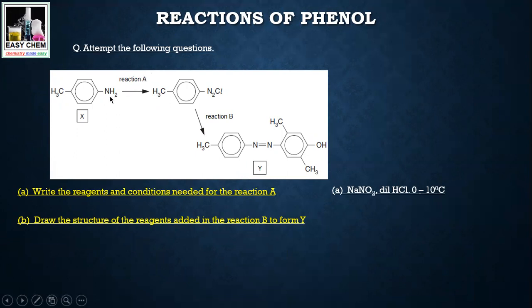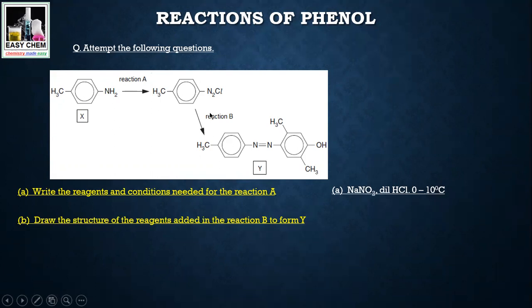In the reaction A, what happens? This NH2 goes to N2 plus. Actually, Cl minus is shown here, N2 plus Cl minus. So this is diazonium ion formation. X can be changed to a diazonium ion by adding sodium nitrite and dilute HCl, temperature less than 10 degrees Celsius. Then draw the structure of the reagent added in the reaction B to form Y. Okay, reaction B. I add something into this.